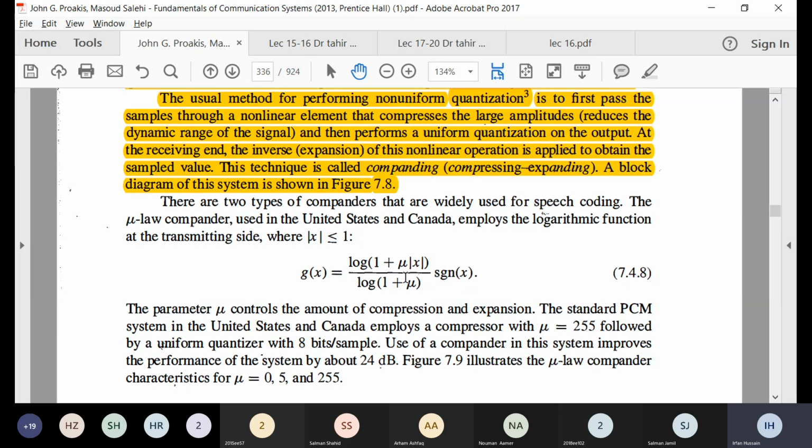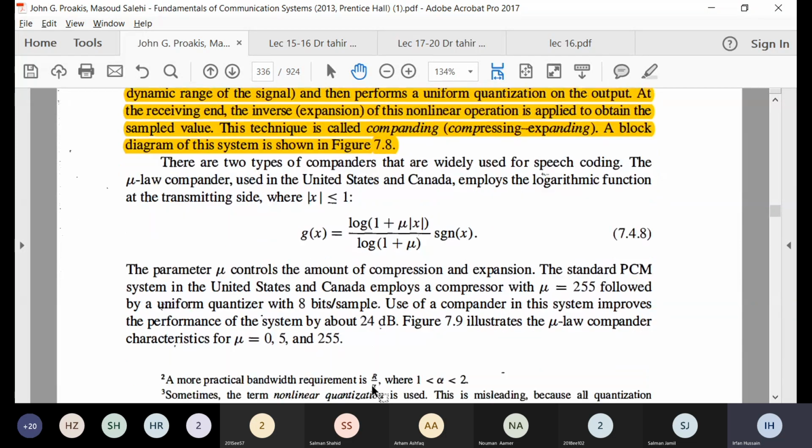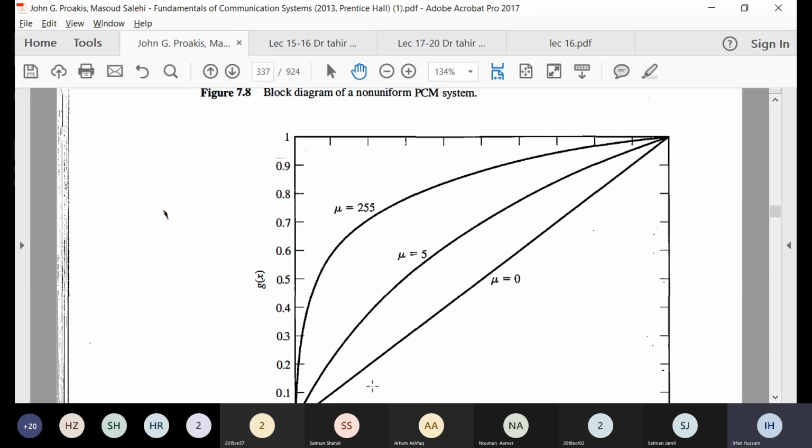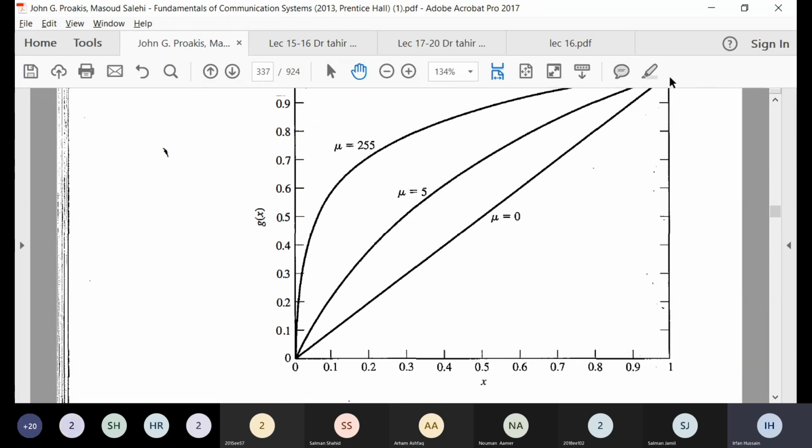In the US and Canada, this mu is 255, and then you have a uniform quantizer after this, which has 8 bits per sample, and this gives us a 24 dB gain. Its characteristics are shown below. For mu equal to 0, it is actually a straight line, with no companding or compressing. But as mu increases, you can see that you are boosting the smaller values, while the higher values are being compressed.